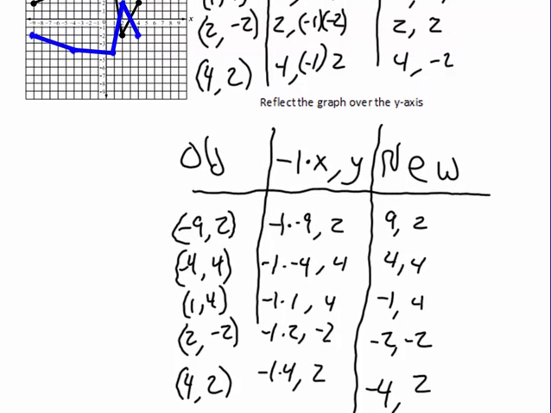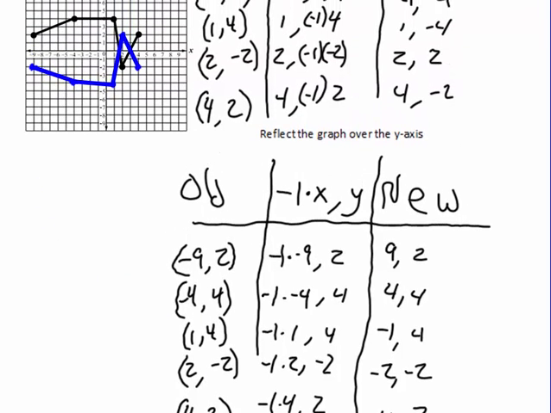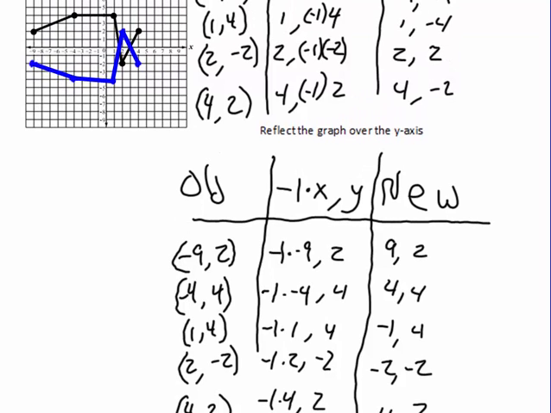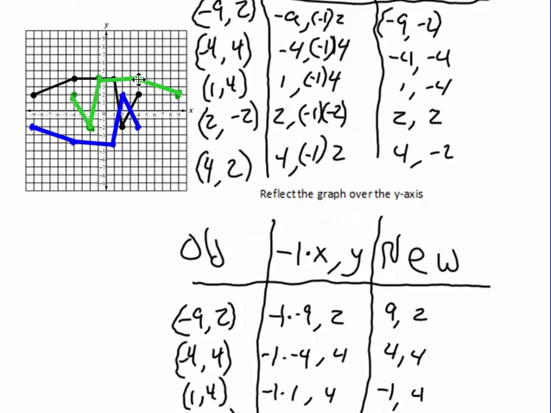Let's see if I can plot these. Okay. So I'm going to plot these in green. Yeah, so it's not perfect, but hopefully you get the idea. The blue is when I reflected the original graph over the x-axis, and the green is when I flipped the original graph over the y-axis.